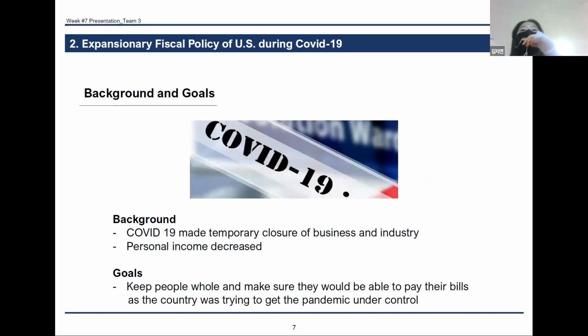Then let's look at how COVID-19 led the US to enact expansionary fiscal policies. Due to COVID-19, businesses and industries had some temporary closures and personal income decreased. Therefore, the US goal of these policies was keeping people whole and making sure they would be able to pay their bills as the country was trying to get the pandemic under control.